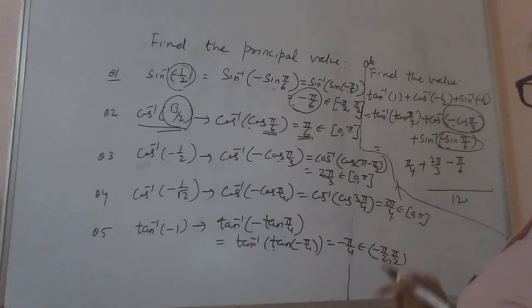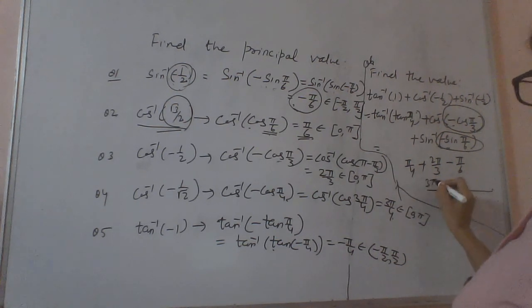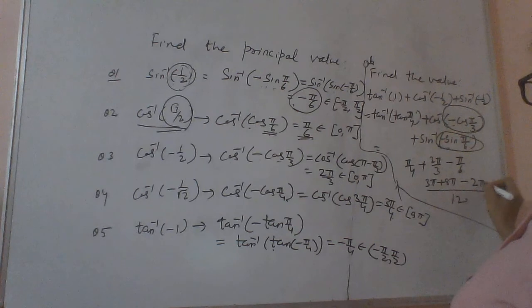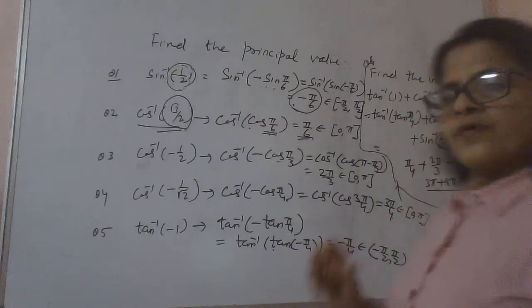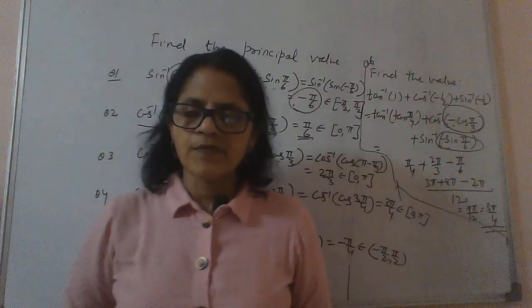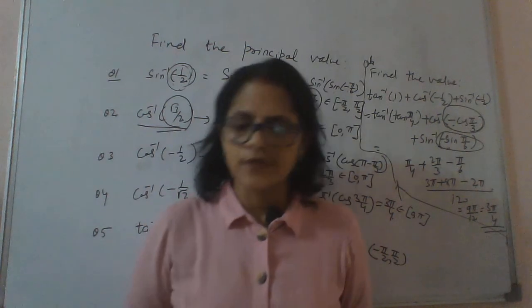It is 12 as LCM: 3 pi plus 8 pi minus 2 pi. So here it is 9 pi by 12, which means 3 pi by 4. So these are some of the simple questions related to today's concept.